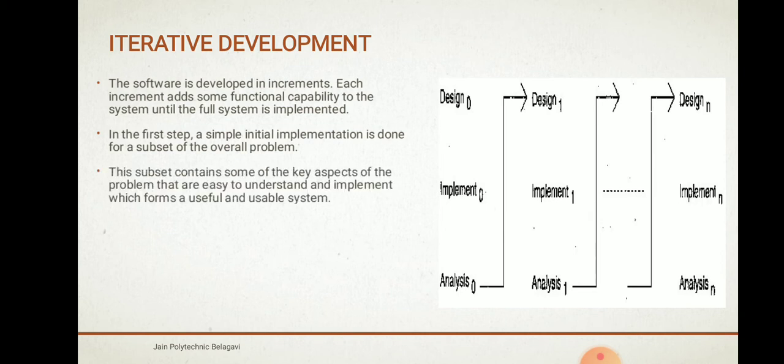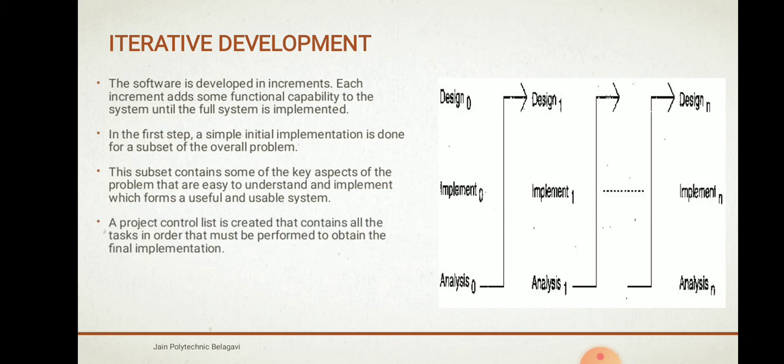So the first step is the initial implementation, a simple implementation is done. Now, this subset contains some of the key aspects of the problem. If the first step contains parts of the problem that are easy to understand and implement, it forms a usable system. Now the project control list is created that contains all the tasks, in order, that must be performed to obtain the final implementation.